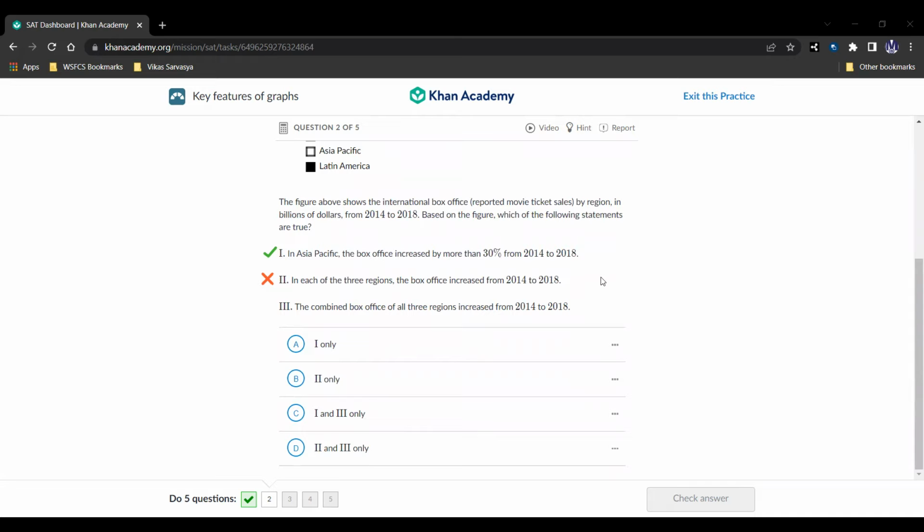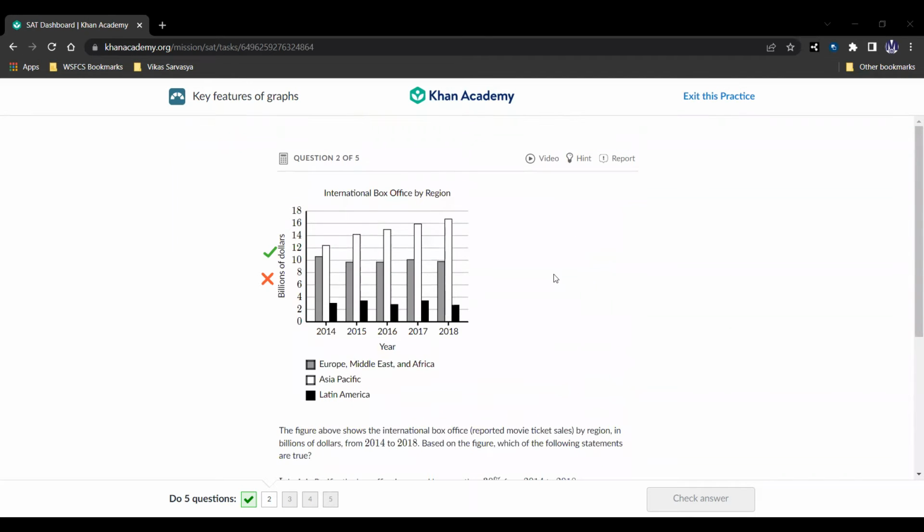All right, now let's look at the last one, which is the combined box office of all 3 regions increased from 2014 to 2018. The combined box office, well, in the beginning, we have around 12, a little bit more than 10, and a little bit more than 2. So 2 plus 12 plus 10 is going to be 24, and then a little bit more, so maybe 25 or 26. At the end, we have a little less than 10, a little more than 16, and then a little more than 2, which is going to be around 28, maybe plus or minus 1.